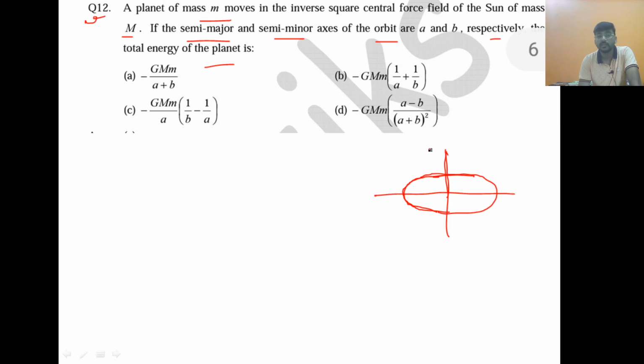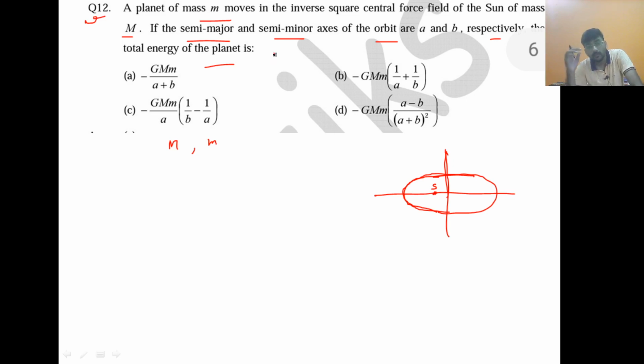So this is the same major axis and this is the same minor axis. Let the sun be at the focus. That's not the problem, but the mass of the sun is capital M, and the mass of the planet is small m. And the same major and same minor axis are given.